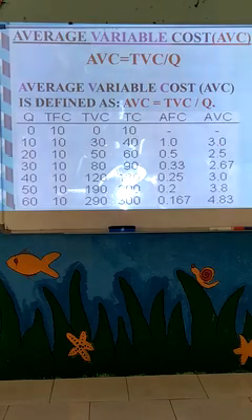Next one is 30. Total variable cost was 30 divided by the quantity, that is 10. 30 by 10, answer is 3. Then 50 by 20, answer is 2.5. 80 by 30, answer is 2.67. And last we can see 290 was total variable cost divided by the respective quantity, 60, answer is 4.83.